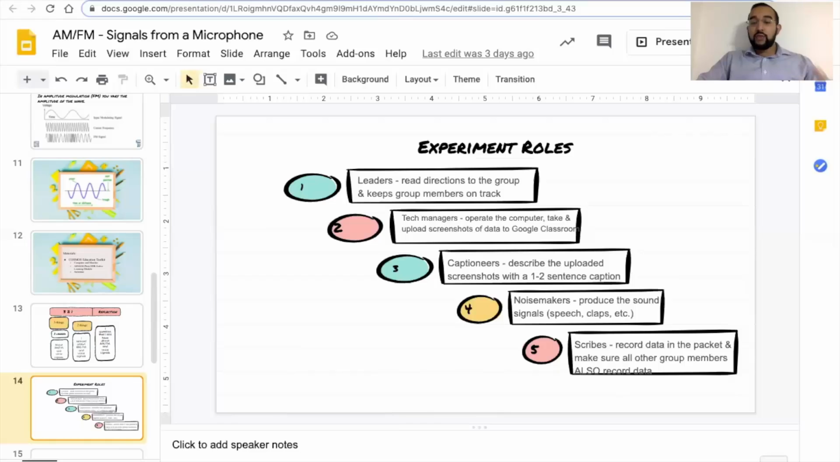You can include up to 5 people. They don't have to be 5 people in a team, but you can include up to 5 people if you have a bigger class and you want to do few experiments. So you have a team leader. All the students are leader. This is just the roles assigned to keep the students on task. You have the tech manager. You have the scribe. You have the noisemaker.